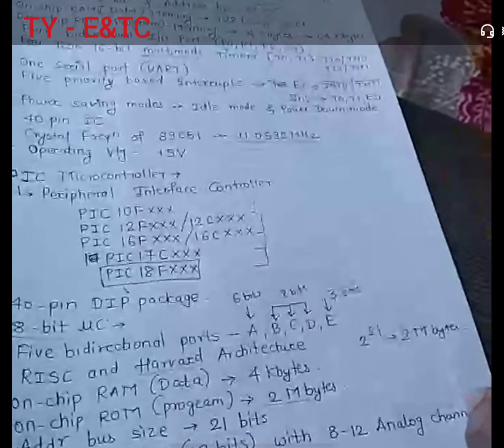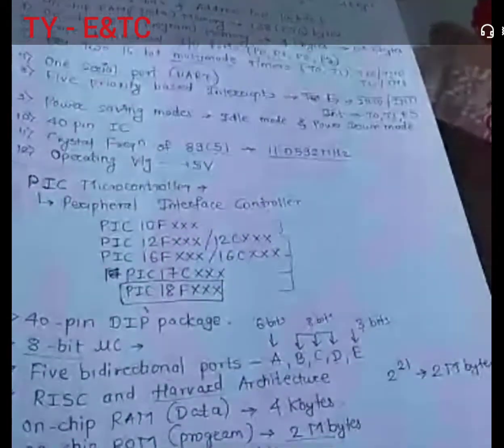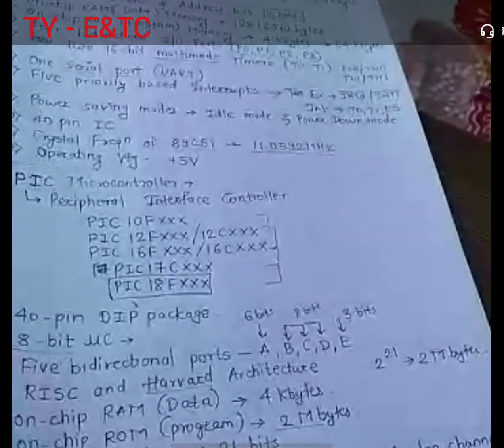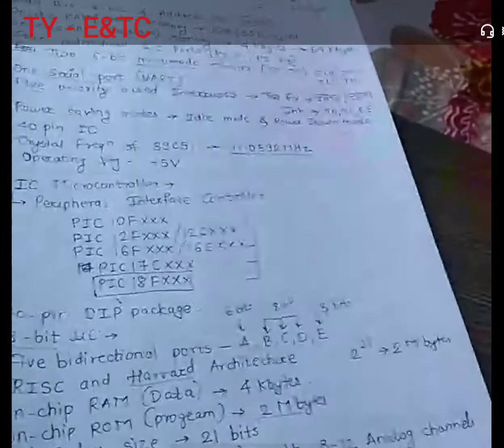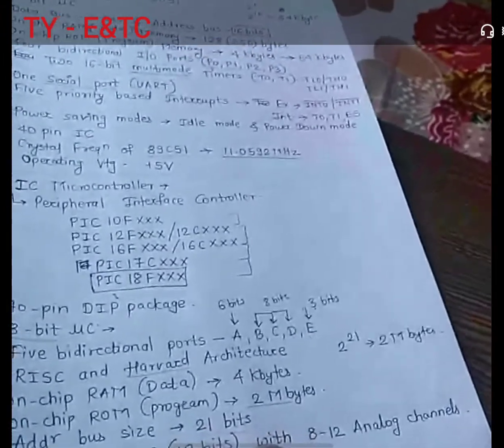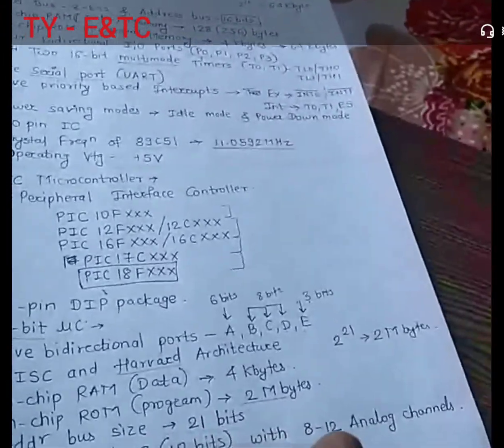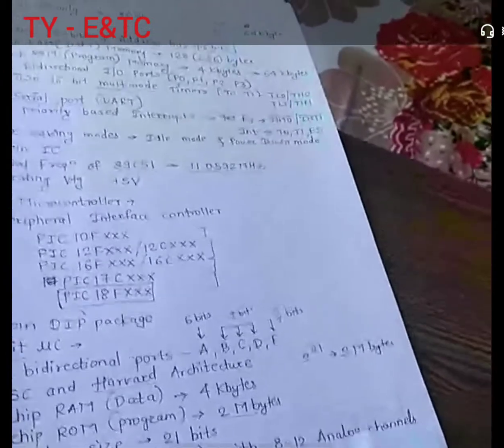ADC, analog to digital converter. So when you accept any analog input, you can convert that input into digital form and produce a digital output and apply it to the microcontroller. Similarly here, whatever the ADC is available, that is having the size of 10 bits with 8 to 12 analog channels.